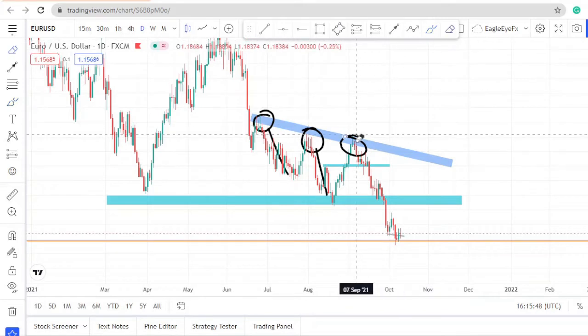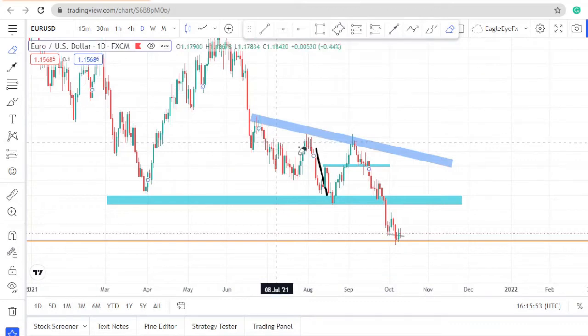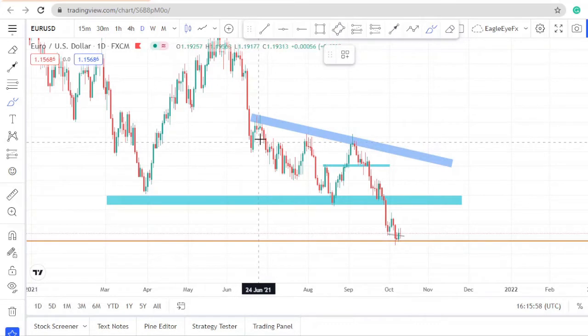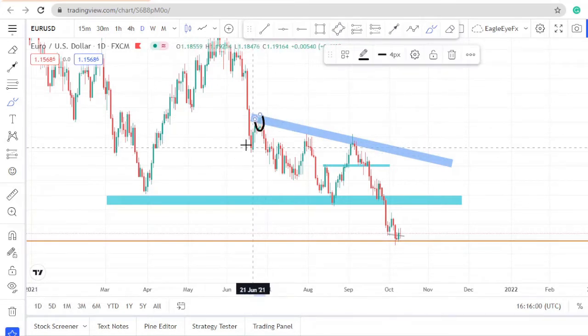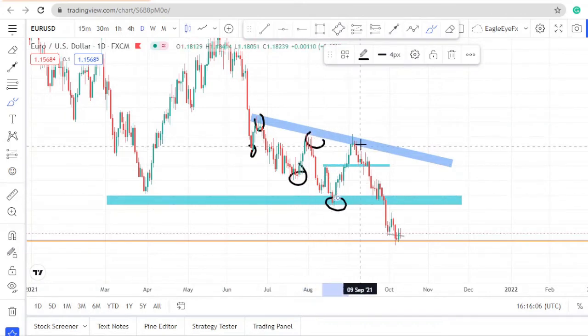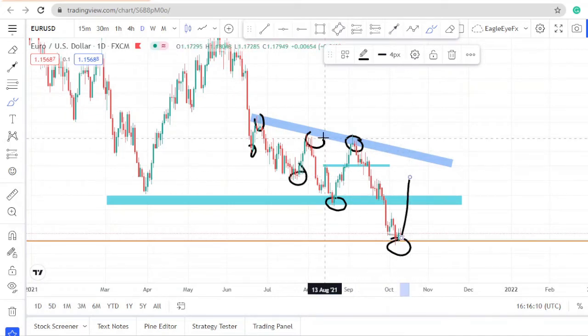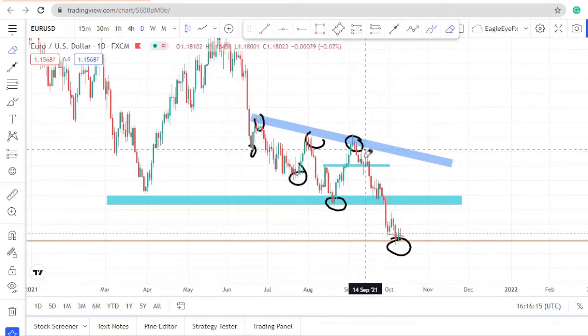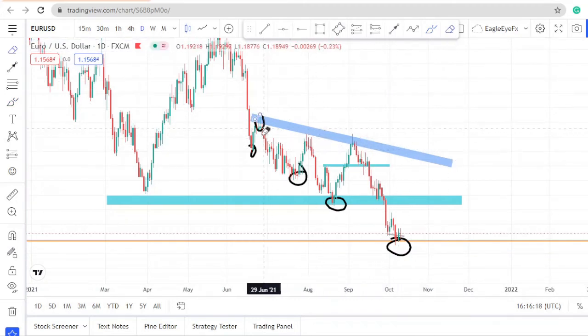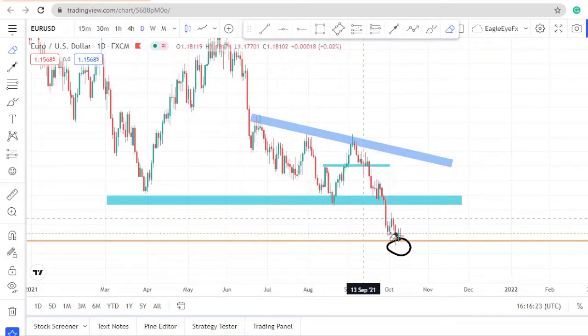So you can see that EURUSD was forming lower lows and lower highs. So you can see a lower high, a lower low, lower high, a lower low, lower high, we see another lower low and lower high. Now we are seeing a lower low, perhaps we are going to see another lower high also happening with the EURUSD.